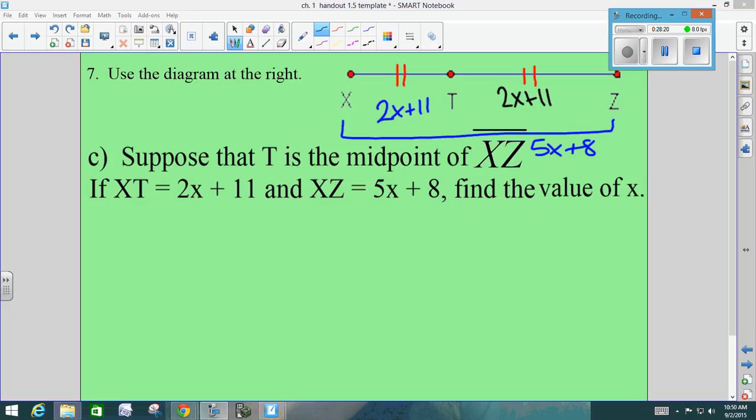So wouldn't it be true to say that 2x plus 11, XT, plus 2x plus 11, TZ, equals my whole segment, XZ? Midpoint, it's right in the middle, it cuts it in half. Don't just start setting expressions equal to each other because it's what you did on the previous one. Make sure you read the directions. Label your picture correctly.